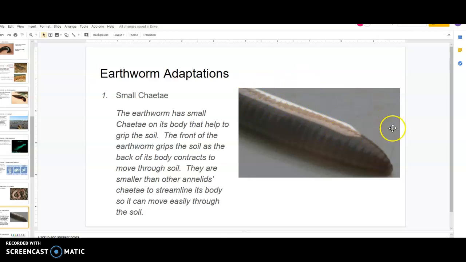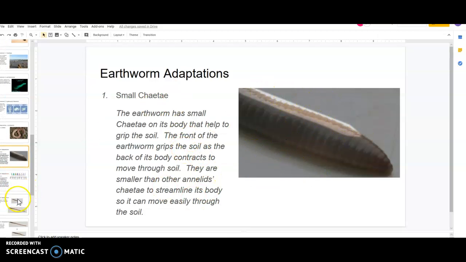So the first picture was a screenshot about its setae. It's actually pronounced that way. The video taught me that, so I didn't know that. The setae are small on the earthworm, so it can move through the soil, and it helps grip. So I put that as an adaptation.